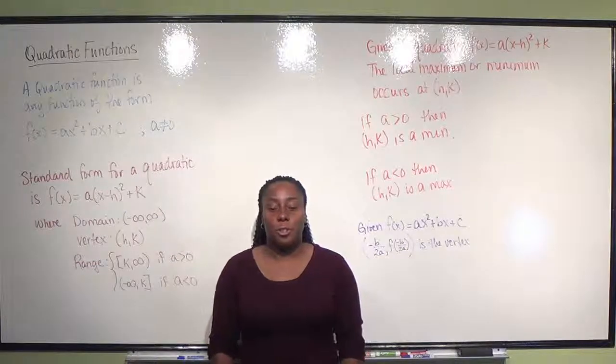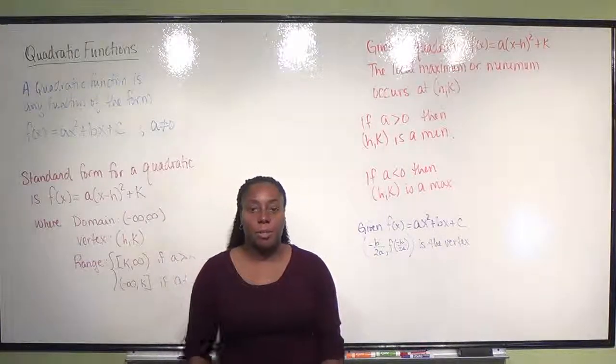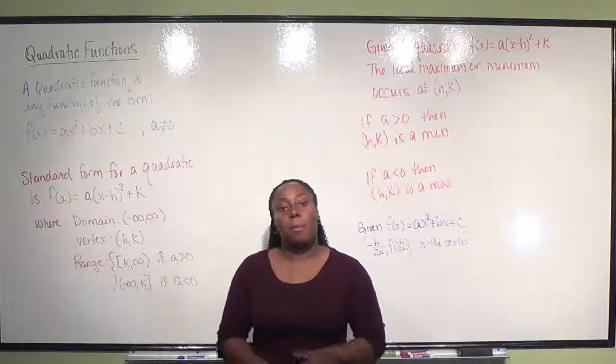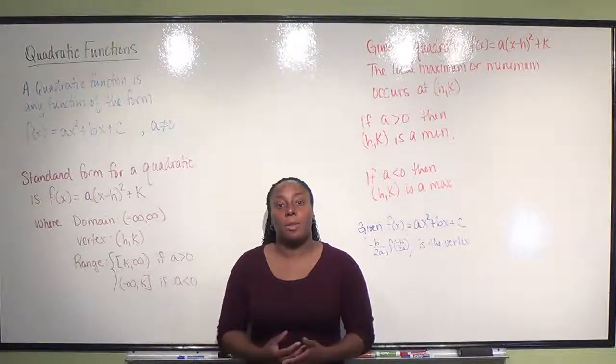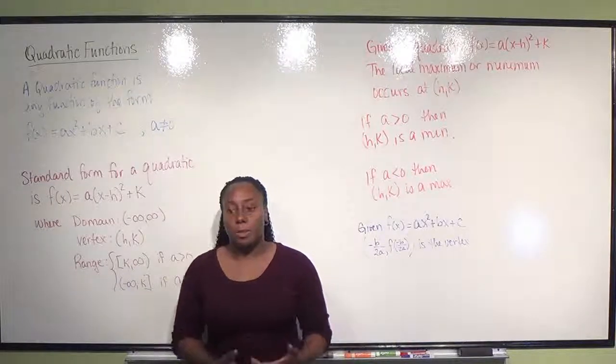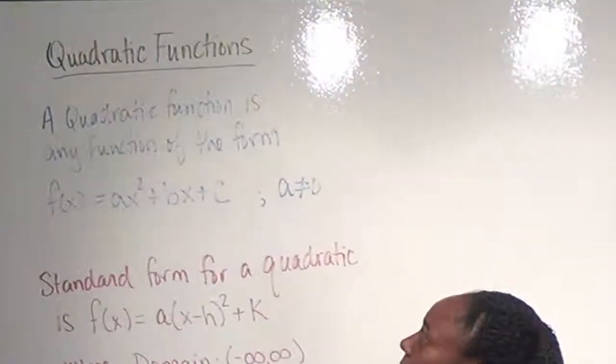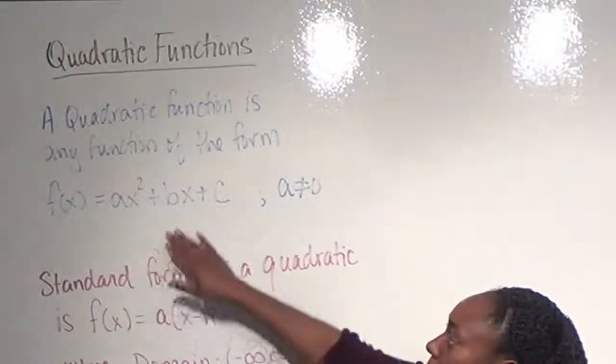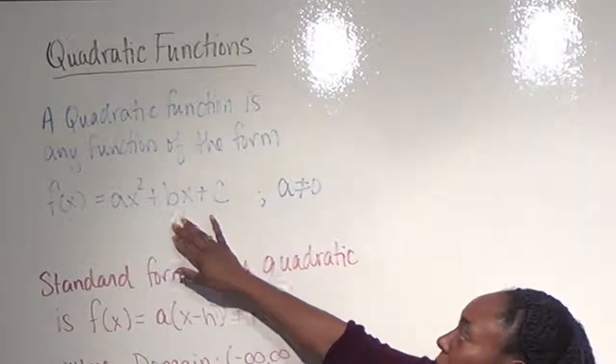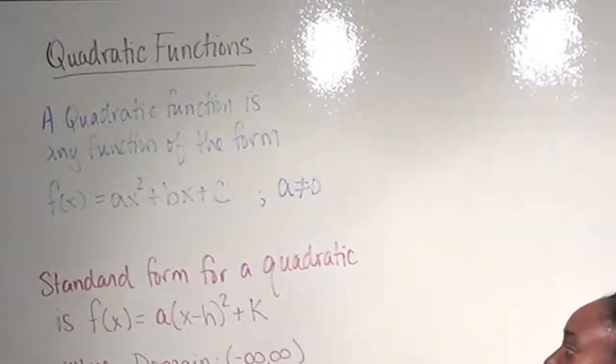In this section, we're going to look at quadratic functions, and we're going to talk about some of the properties of quadratics, and then look at some of the graphing properties of quadratics. Okay. A quadratic function is any function of the form f of x equals ax squared plus bx plus c, where a does not equal 0.